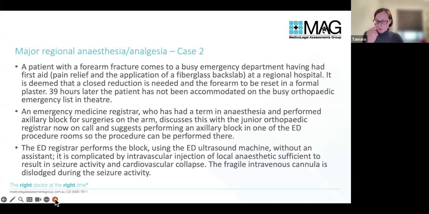There's an emergency medicine registrar who's had some anaesthesia experience and knows how to do a thing called an axillary block. That's an injection into your axilla or armpit to the nerves to your arm. And this patient has been lying on a trolley in the corridor because there aren't any beds in the crowded short stay of the emergency department.